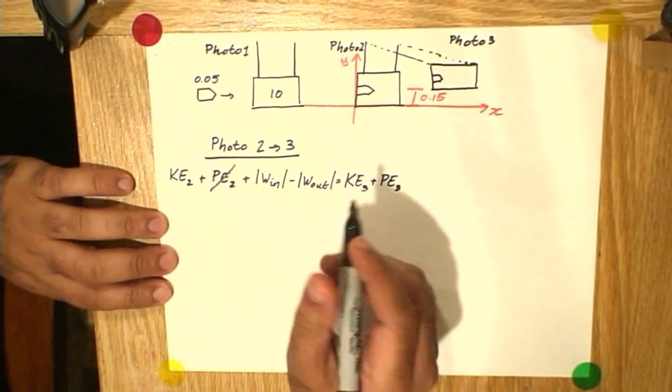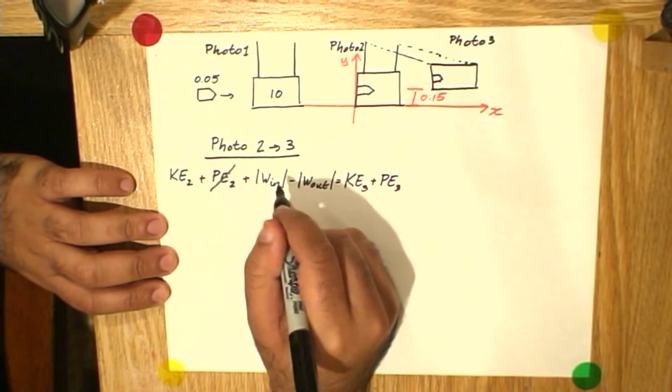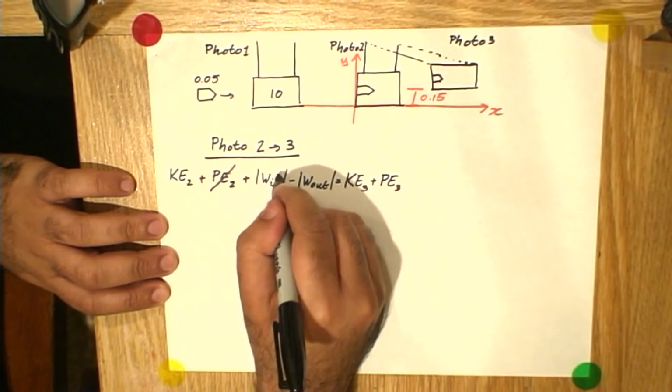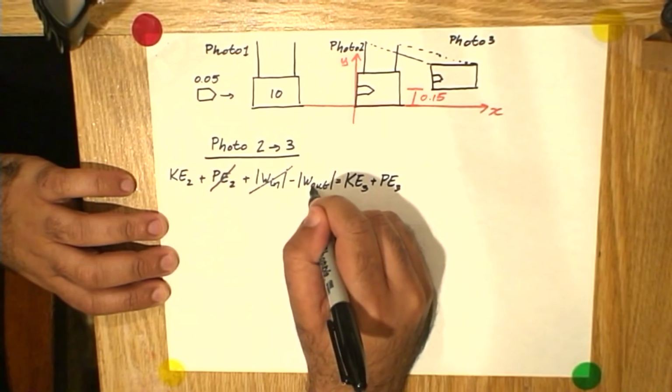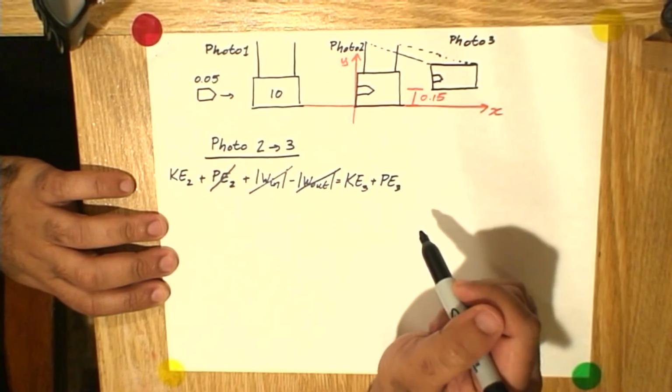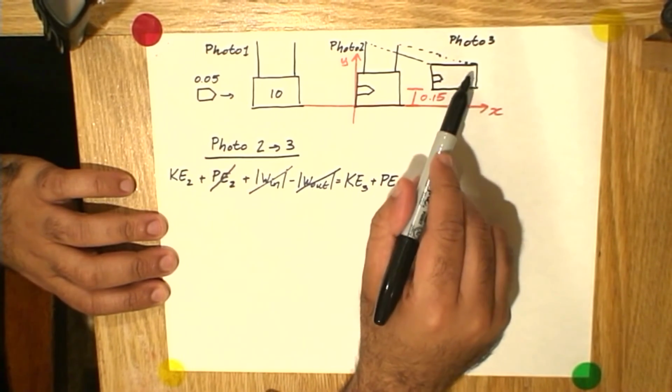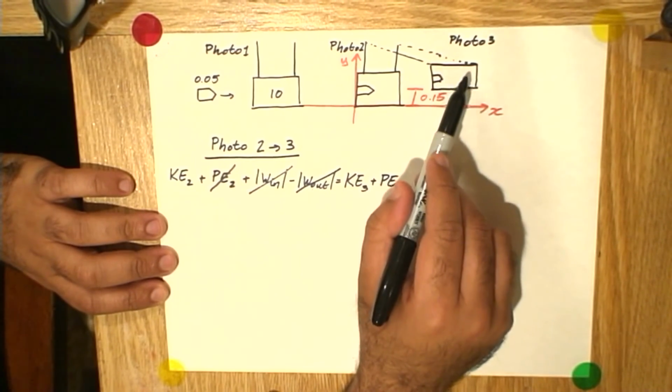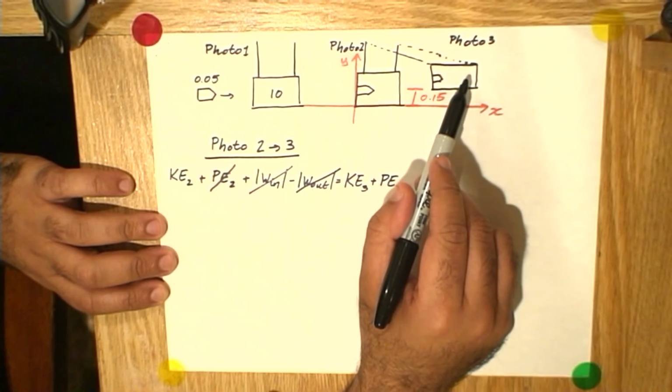The work in, there is no work in. There isn't anything pushing the box after the bullet has embedded itself inside. There's no work out because we're not bothering with friction. This isn't sliding on a surface. Kinetic energy at 3. The box reaches its highest point over here, which means there is no kinetic energy at all.